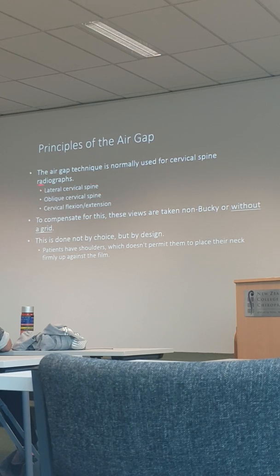These are the 5 views that we do that have an air gap technique, again because of the shoulder. So lateral cervical, left and right oblique cervicals, and then cervical flexion and extension. To compensate for this, we'll take it without a bucky, because obviously that scatter radiation now isn't reaching the film, so it's not going to contribute to the density, so we have to either increase the factors or remove the bucky. Again, we don't want to do this, but because patients have shoulders, we have to.